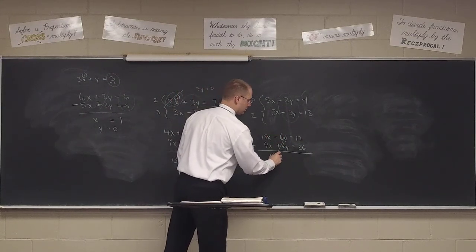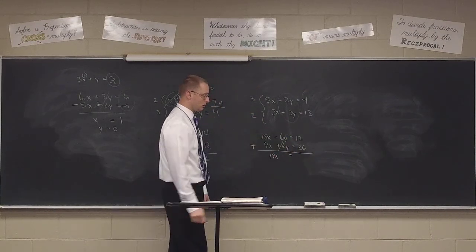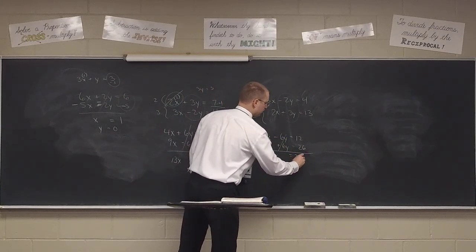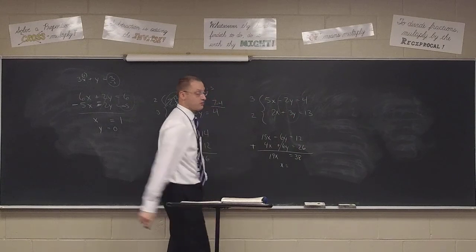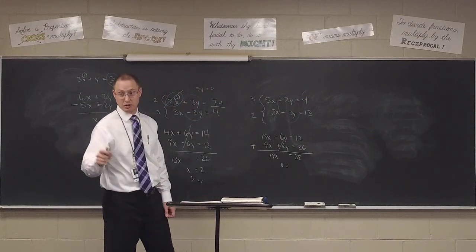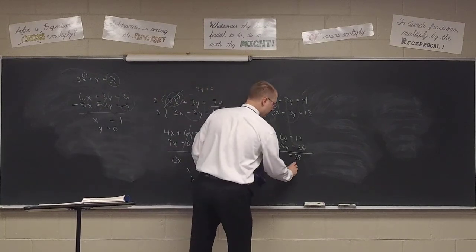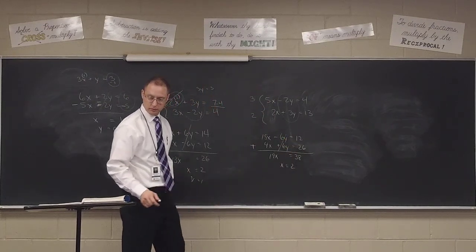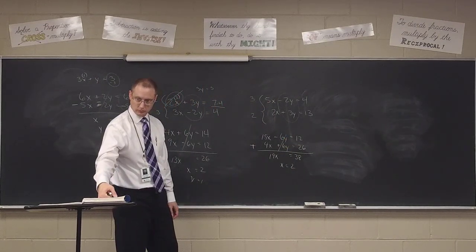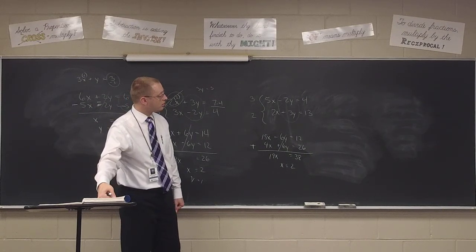19x equals 38. And it does actually divide evenly. 19 goes evenly into 38 how many times? 2 times. Did you get this far? No, I don't know what I did here.